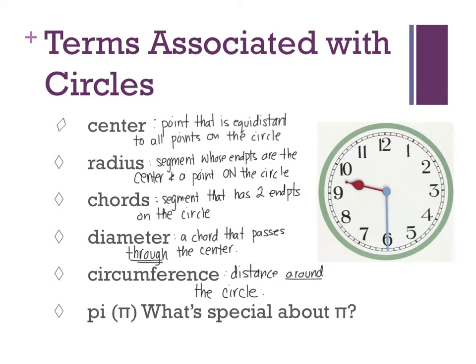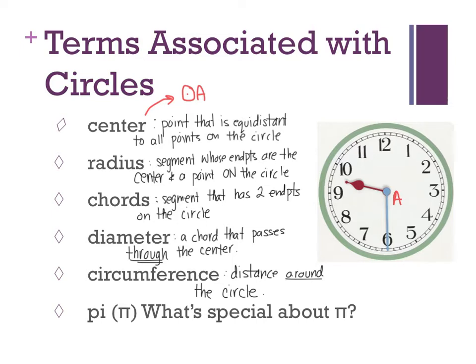The first thing that I mentioned here is the center. The center of a circle is a point that is equidistant to all points on the circle. So I can name that point right there. That's the center. The center is the point A. So when we name a circle, we name it by its center. So this would be circle A. That would be the notation. Always name it by the center point.